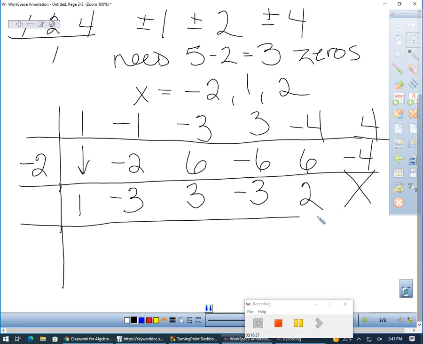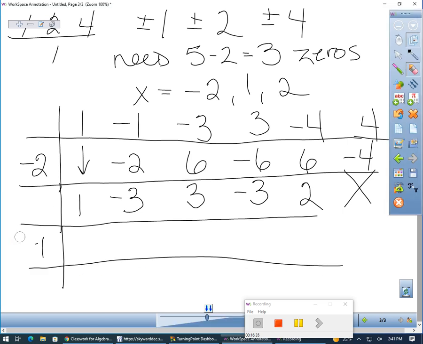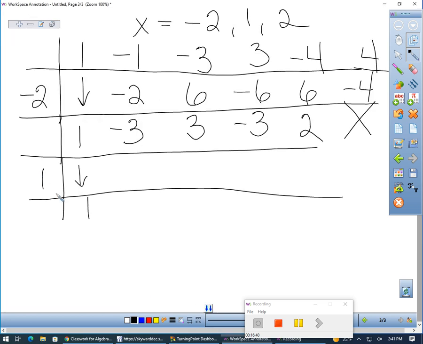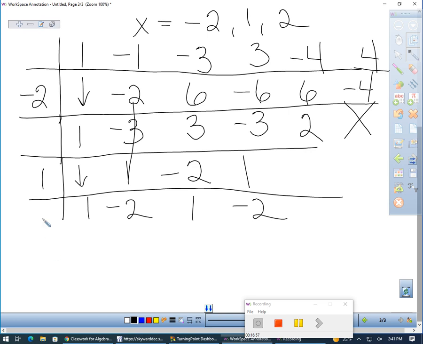Continuing with our synthetic division, but this time only going out to 2. And let's do 1 next, because that's what I wrote down. Doing +1. First thing we do is bring down the 1. 1 times 1 is 1. Add those together, we get -2. 1 times -2 is -2. Add them together, we get 1. 1 times 1 is 1. Add them together, we get a -2. 1 times -2 is -2, and again, when we add them together, there's no remainder.